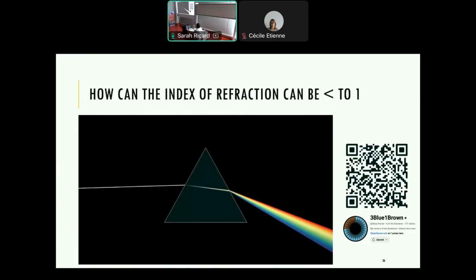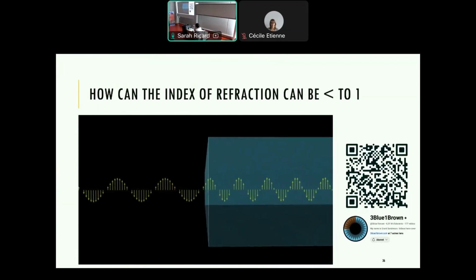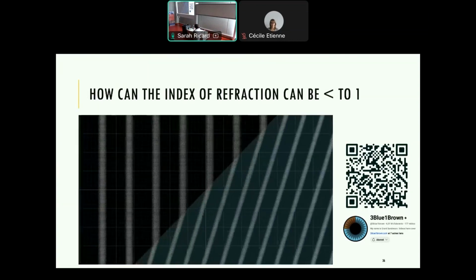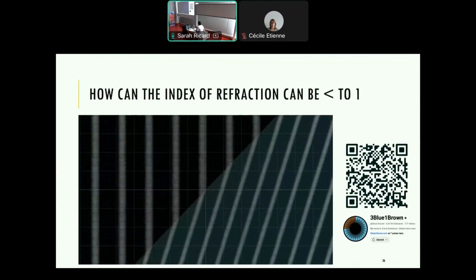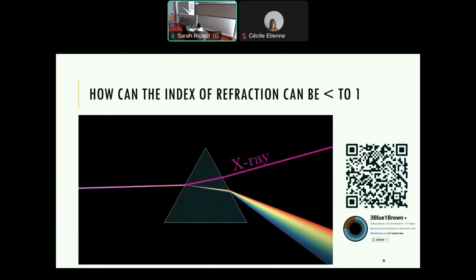By contrast, the speed that's relevant to an index of refraction is how fast the crest of one of those waves is moving. This is known as the phase velocity. That phase velocity is what determines how much the wave gets scrunched up, which in turn determines how much it refracts or bends, which is part of the reason I think it's very good terminology to call this the index of refraction, rather than, say, the index of slowing.